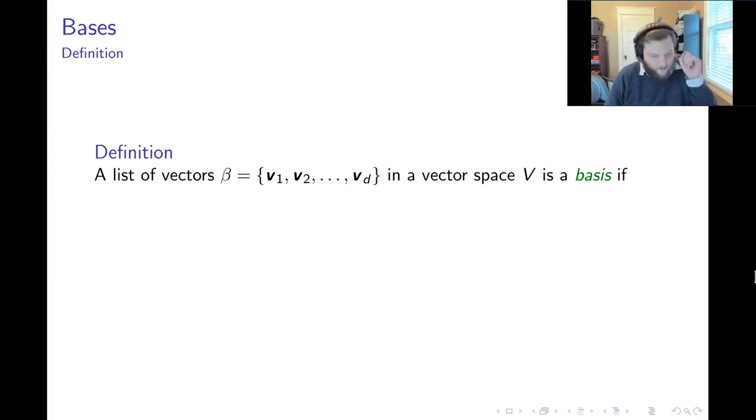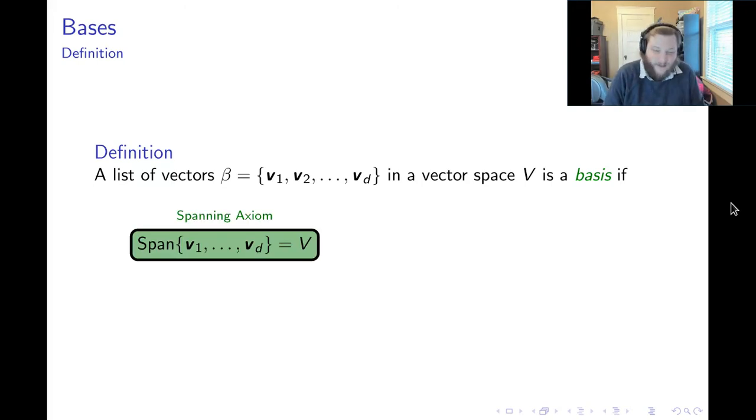So bases have two axioms. We call a list of vectors beta equals v1, v2 up to vd a basis for our vector space if two things happen. The first thing we need is what I like to call the spanning axiom. This means whatever space we care about is equal to the span of this list of vectors. Don't be intimidated by this equation. All this is saying is that whatever space we care about is comprised of vectors that are the linear combinations of whatever list we're interested in.